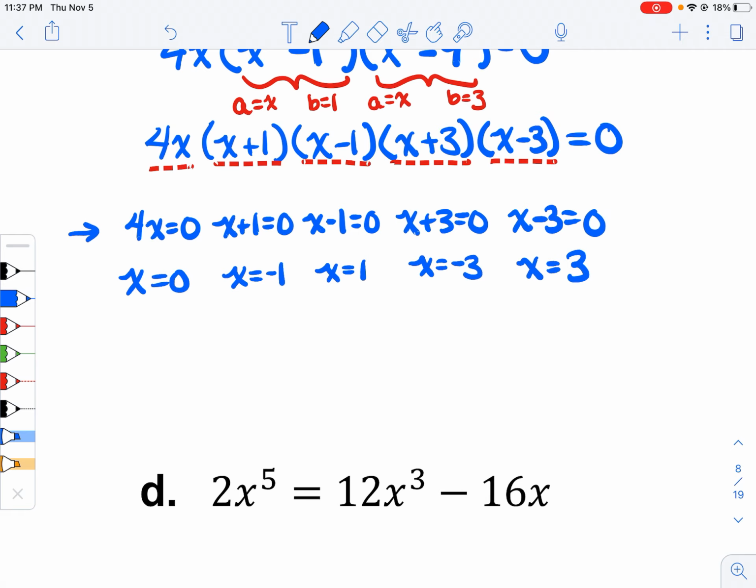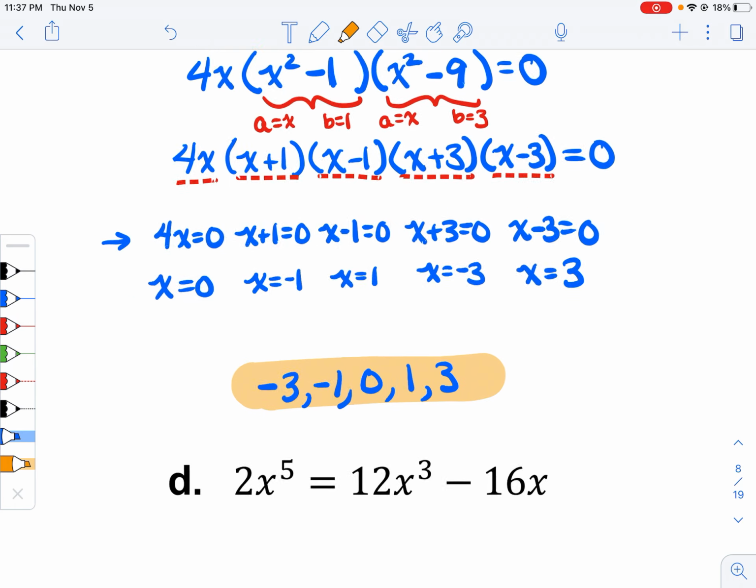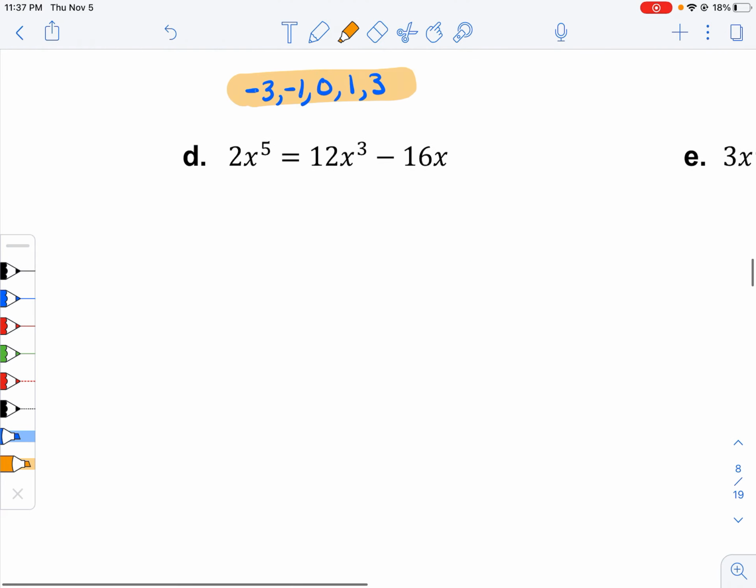So these are all of our solutions. How I would like you to enter these on GoFormative is put them in number order from smallest to largest. So you just write negative 3, negative 1, 0, 1, 3. So that's just how you're going to enter them on GoFormative, but those are your solutions. So what do those solutions actually mean?